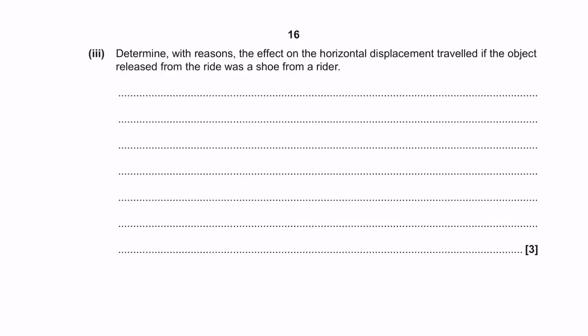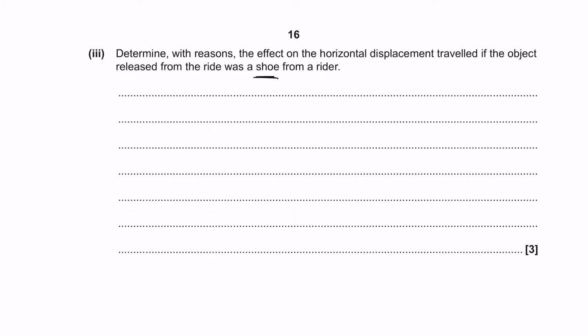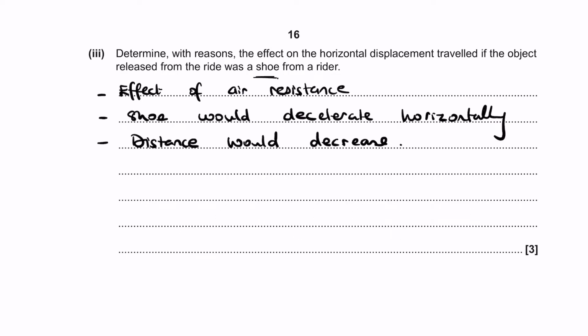For the next part, it says determine with reasons the effect on the horizontal displacement traveled if the object released from the rider was a shoe. So because we are dealing with a shoe rather than a particle, we are assuming that there will be air resistance now. This air resistance will basically slow down the shoe, decelerating it horizontally. So the distance it would travel will be smaller horizontally as well. Now there are other options as well for this one, so do check out the mark scheme, as I can't put down every single bullet point, but it gives you lots of different options for this particular part.